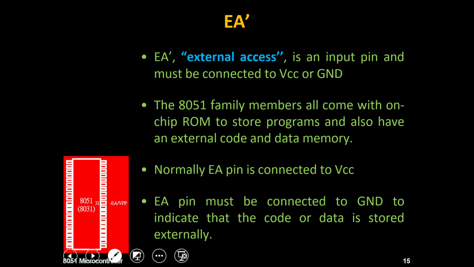Next one, external access. External access means we are connecting the external code and data memory to the 8051. When the external access pin is connected to VCC, it uses the internal code and data memory. When it is connected to ground, the code and data are stored externally in the devices.